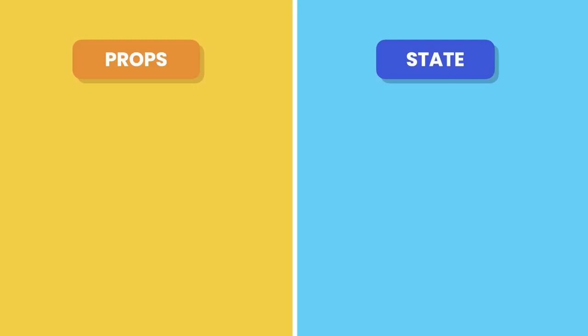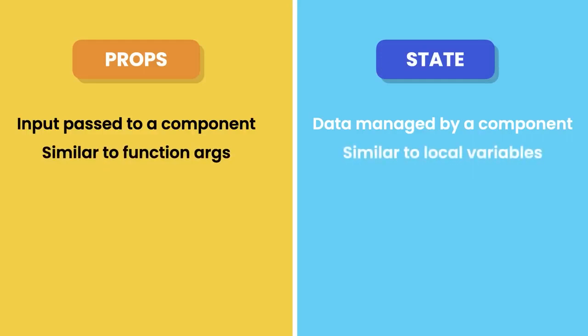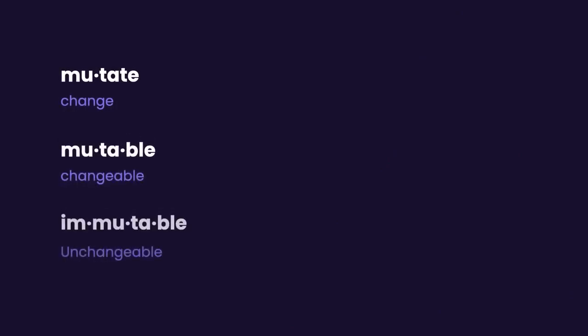Now let's talk about the differences and similarities between props and state. As you have seen, props or properties are the inputs or arguments passed to a component. State, on the other hand, is the internal data managed by a component that can change over time. So props are like function arguments and state is like local variables inside a function. Now, one thing you need to know about props is that we should treat them as immutable. What does this mean? In English, to mutate something means to change it. So mutable means changeable and immutable means unchangeable. So when we say something is immutable, it means it's read-only.